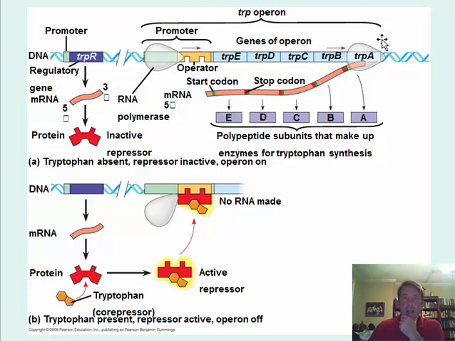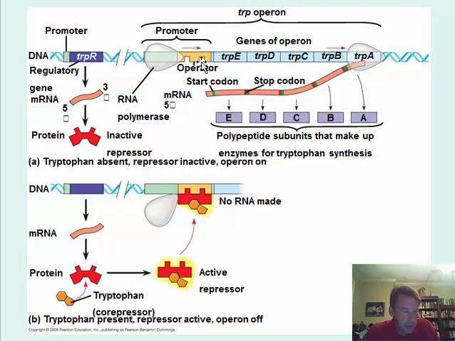Now in the operon we have these, here's an operon, the trp operon, it produces tryptophan. So in this operon we have structural genes. These right here are just referred to as the genes of the operon. And so these are going to make the polypeptide that's going to be your tryptophan, your protein.